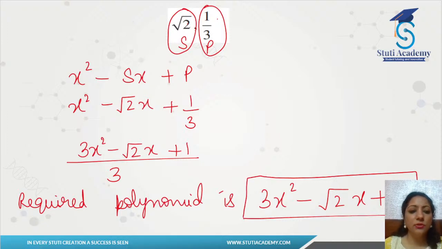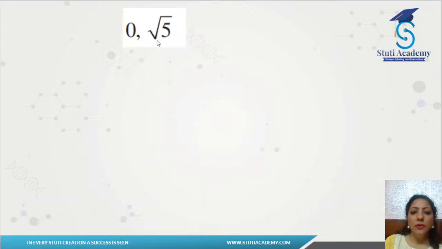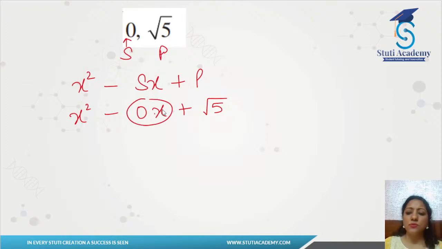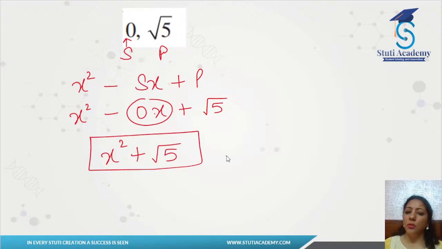Okay, children, I hope you've understood this. Let's discuss the next one. Okay, so this is very easy. We have 0 as the sum and the product is root 5. So we know the formula x square minus sx plus p. So x square minus 0. In place of sum of the zeros, I am writing 0. It's given to me in the question. So 0 times x plus root 5. P is root 5. So 0 times x will give you 0 only. So you have x square plus root 5. This is the required polynomial. Even if you don't write this 0 into x, that's okay. It will not make any difference.